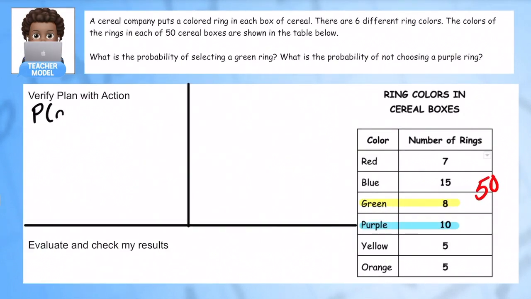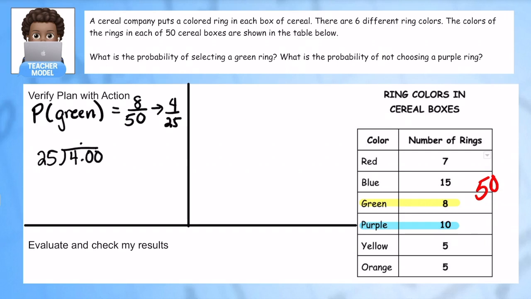Let's express the probability of green as a fraction. We can see that there are 8 green out of 50 total. So we have 8 over 50. I'm going to simplify that to 4 out of 25. Now let's turn that into a decimal. 25 going into 4. And you can see I'm automatically putting a decimal and 2 zeros there. So it goes in there one time. That's 25. 150. 25 goes into 150 six times. That makes 150 with no remainder.